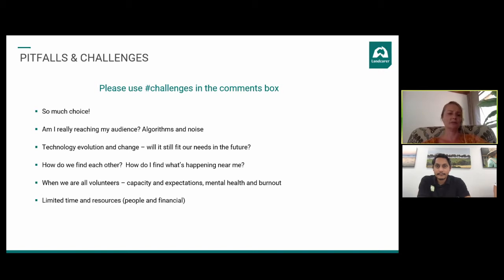And things like algorithms and knowing where your content's showing up now is a big issue. It's like, are our posts reaching people? Are they staying in people's news feeds? Also knowing what time of day to post things. So all of that information is now really relevant, and staying on top of that is also another thing that takes time, energy, resources, skills and capacity.